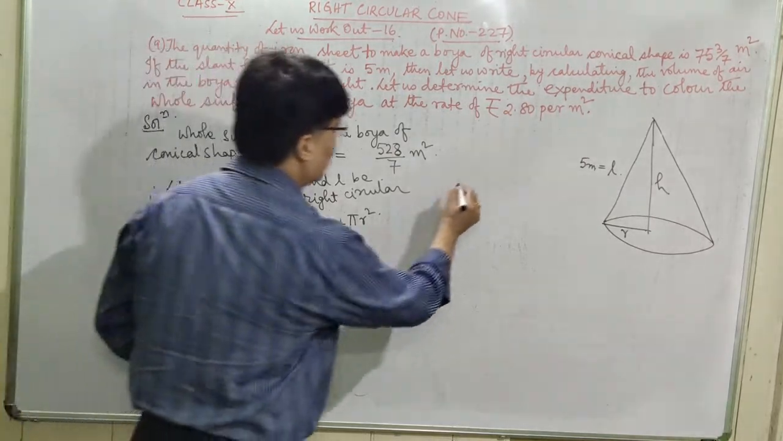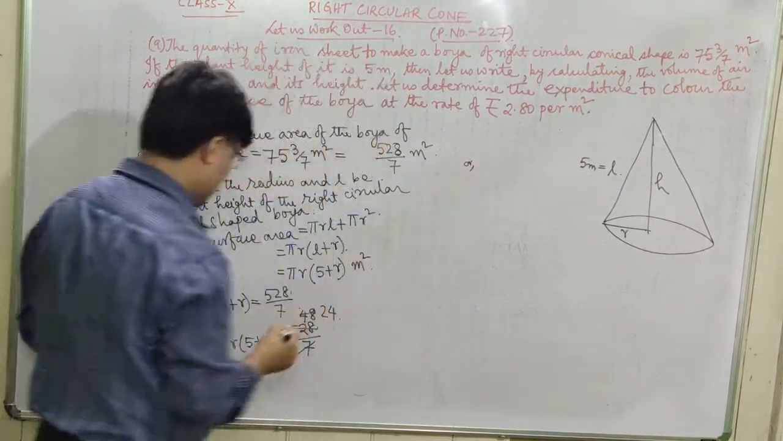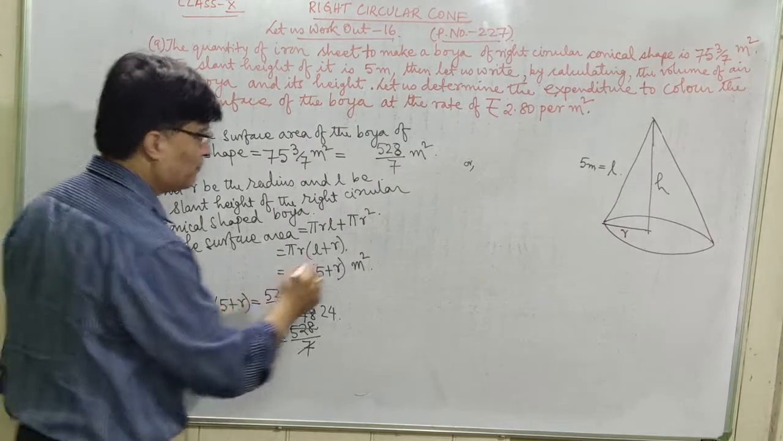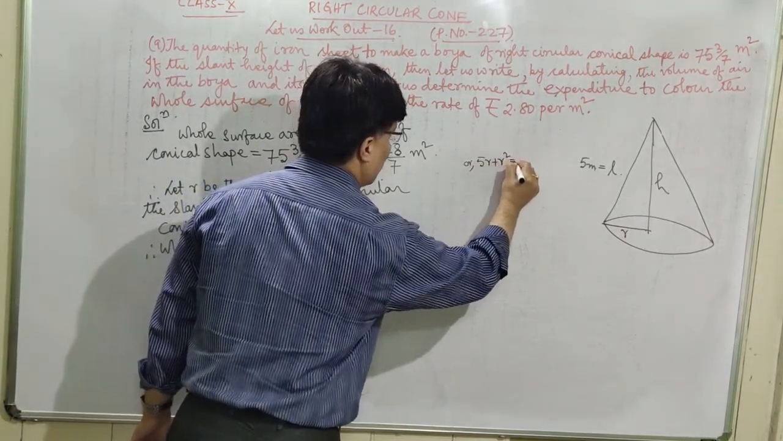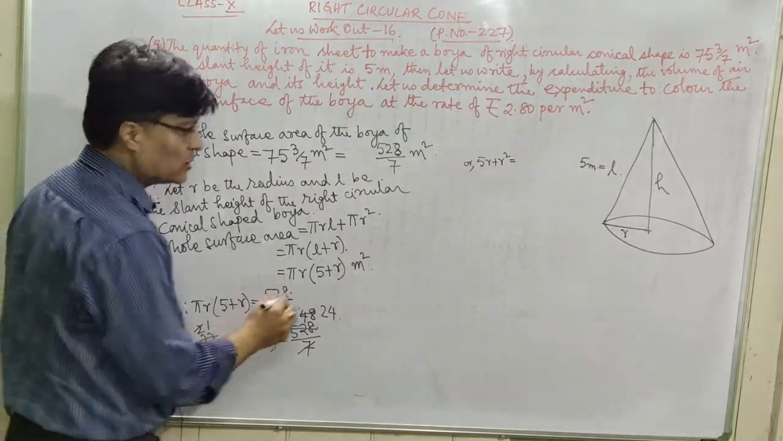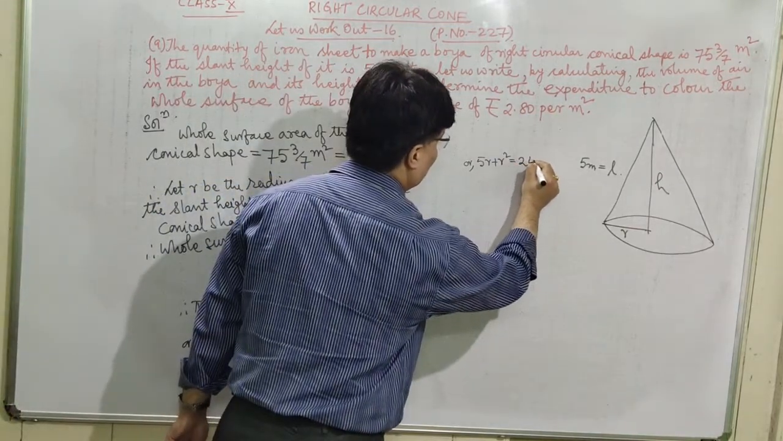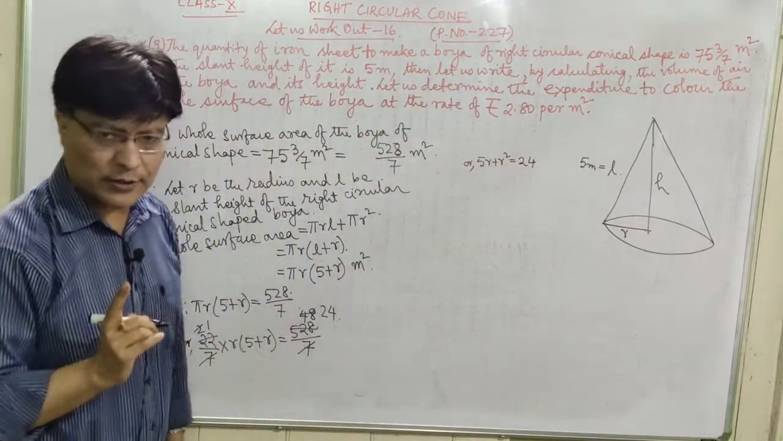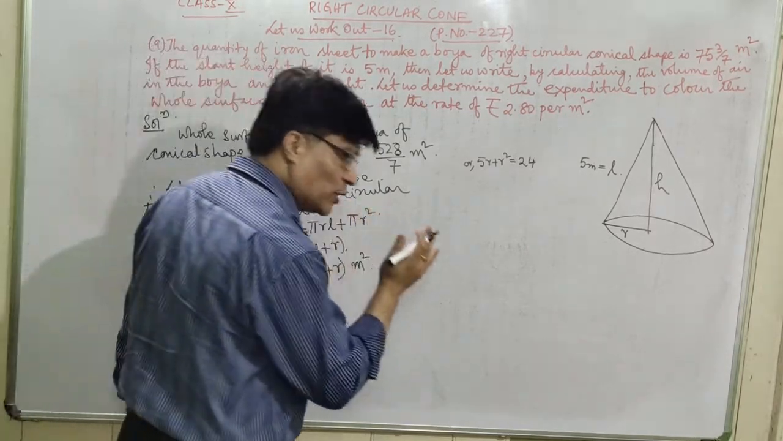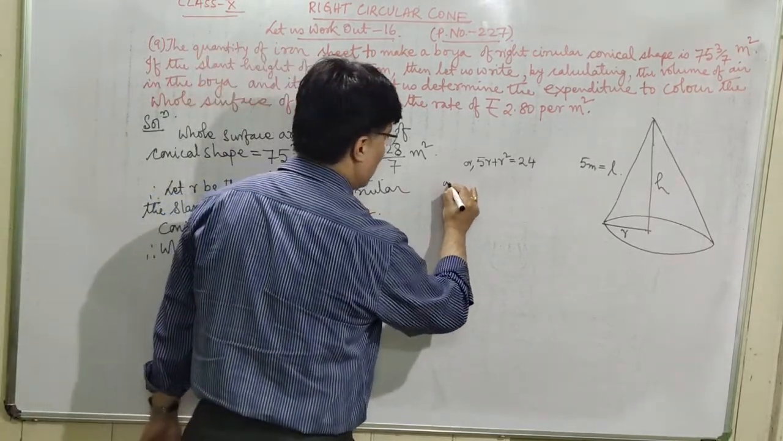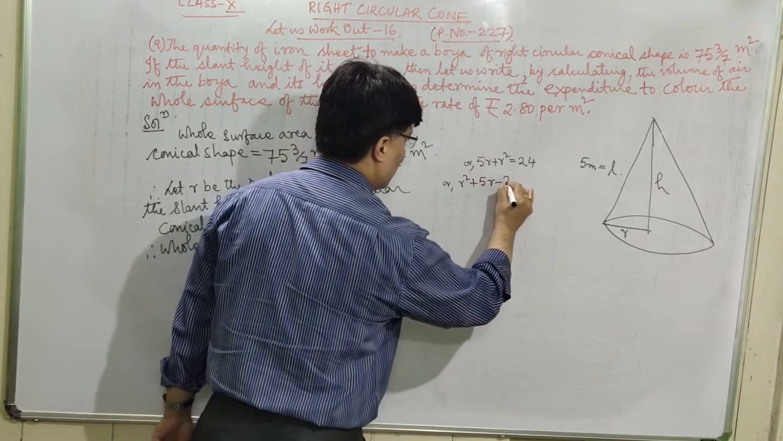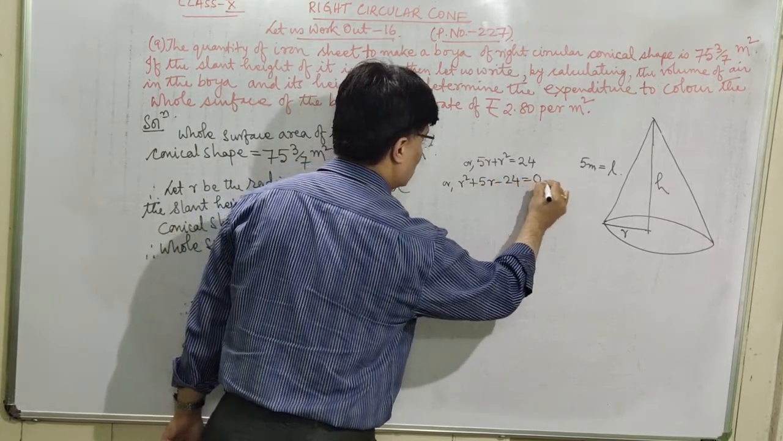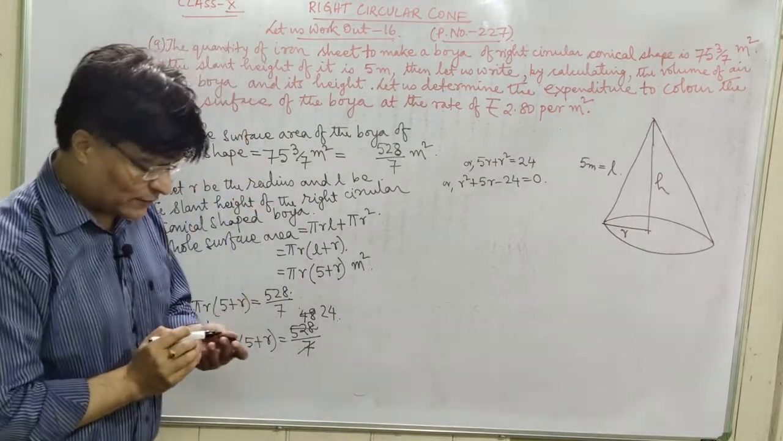So now let us simplify it. Next, multiply by r here. It is 5r plus r square is equal to 24. Is that clear to all of you? So let us take this 24 to the left hand side. Or r square plus 5r minus 24 is equal to 0. So let us get the value for r.